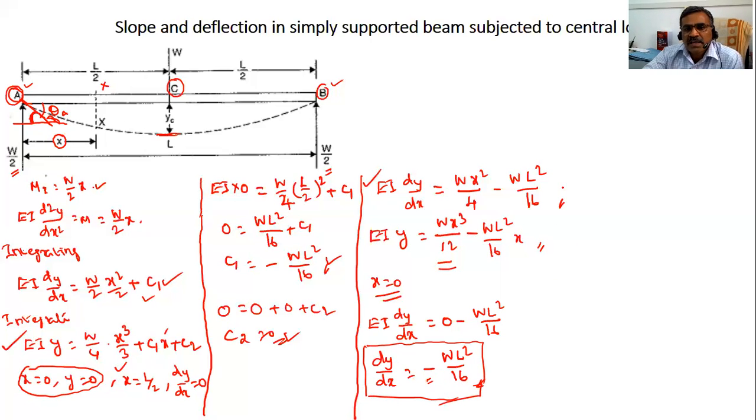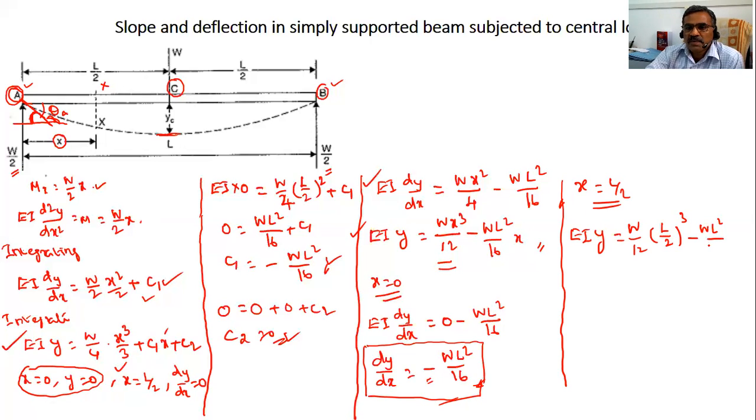Similarly, if you want to find the maximum deflection, the maximum deflection will be at x is equal to L by 2. You substitute x is equal to L by 2 in this equation. If you substitute, EI into y is equal to W by 12 into (L by 2) the whole cube, minus wL square divided by 16 into x. If you find the value, it is wL cube, minus 12 into this is 8.